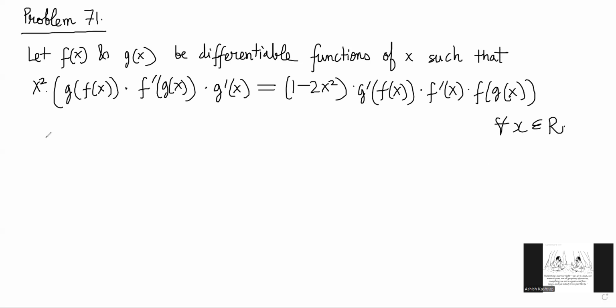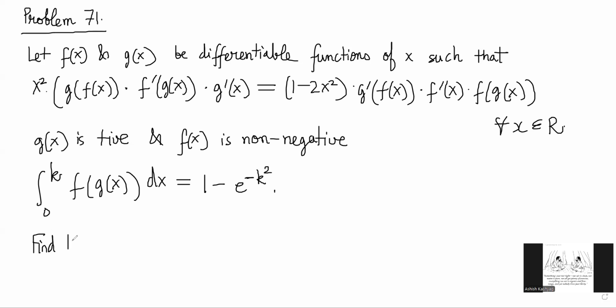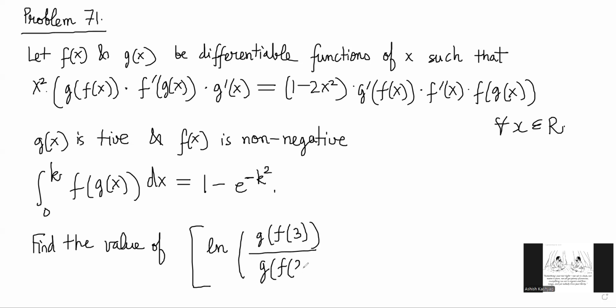It is also given that g of x is positive and f of x is non-negative, right? So basically that means that g of x is greater than 0 and f of x is greater than or equal to 0. And it is also given that the integral from 0 to k of f of g of x dx is equal to 1 minus e power minus k square. We have to find the value of ln of g of f of 3 divided by g of f of 2.